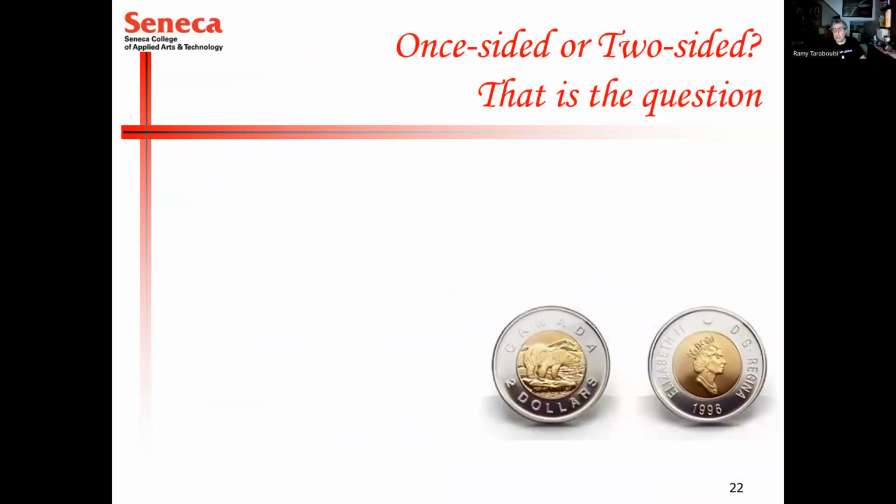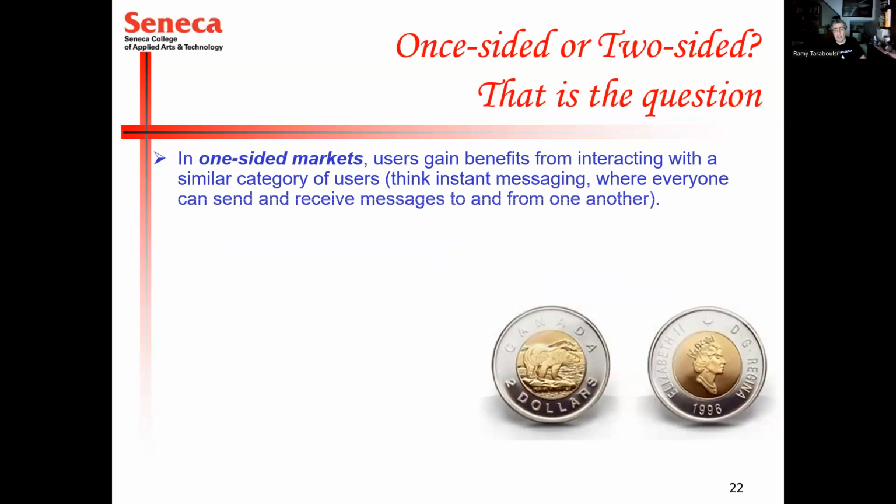There are different types of network effects. The most important categorization is whether it's a one-sided or two-sided network effect. In a one-sided network effect, we have only one type of customers. For example, we have Facebook, and it has only one type of people who are using Facebook. I'm not talking about Facebook Marketplace.